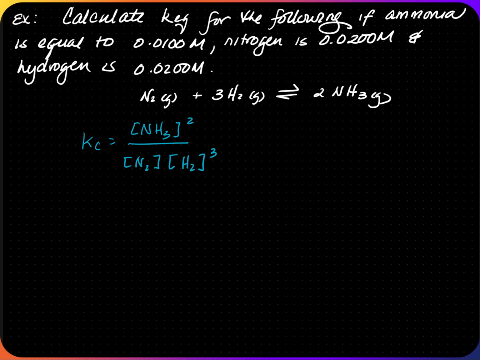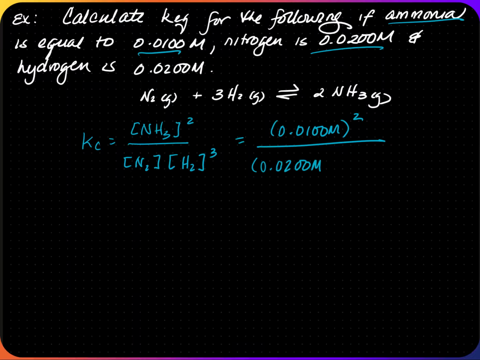Now I'm going to substitute in ammonia here is equal to 0.0100 molar to the square. My N2 is 0.0200 molar, and my hydrogen is 0.0200 molar cubed, equals 625. Since it's the equilibrium constant, it is unitless.